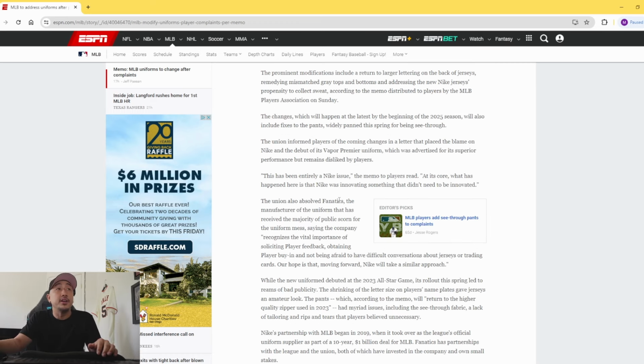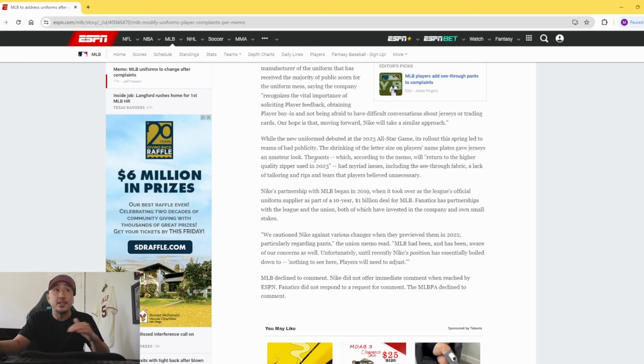The union also absolved Fanatics, the manufacturer of the uniform that has received major public scorn for the uniform mess, saying the company "recognizes the vital importance of soliciting player feedback, obtaining player buy-in, and not being afraid to have difficult conversations about jerseys or trading cards. Our hope is that moving forward, Nike will take a similar approach."